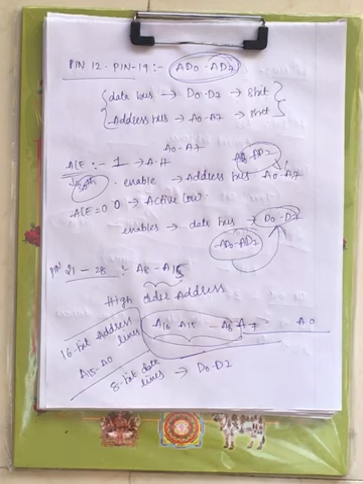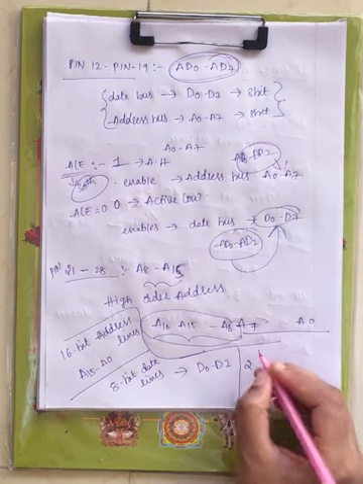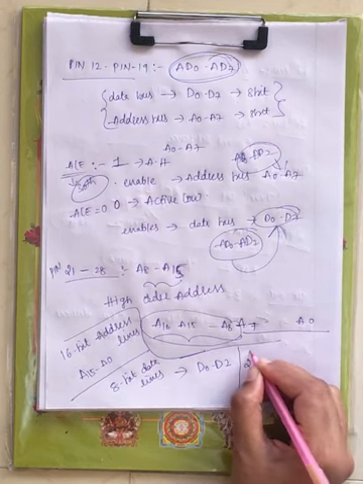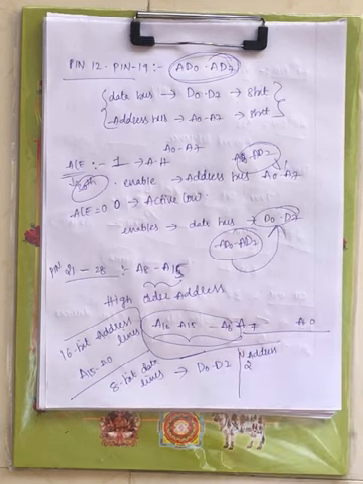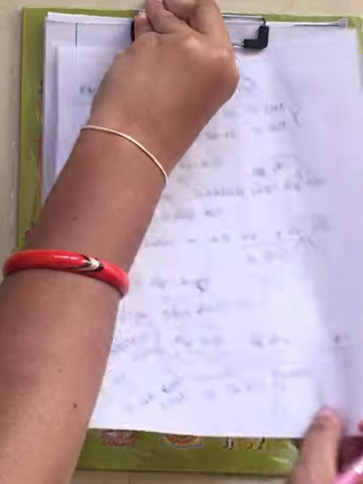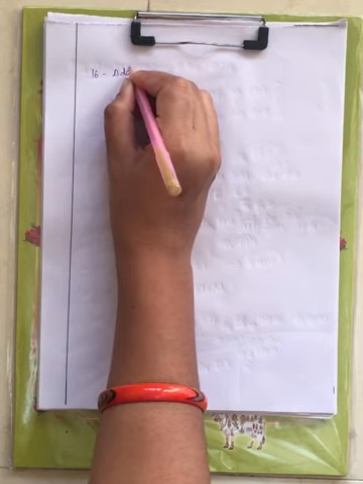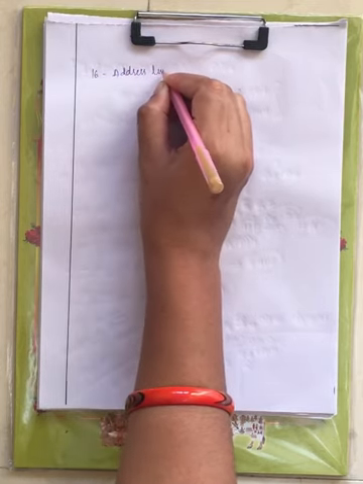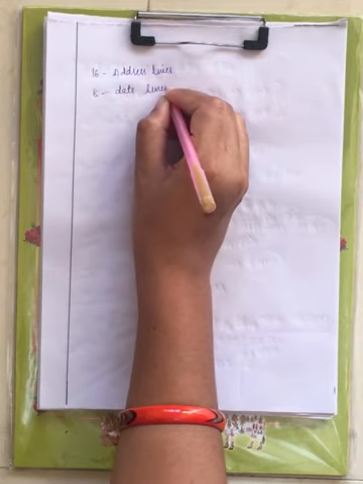Here you have how many address lines in total? 16 address lines, and 8 data lines. Now 2 power number of address lines, this is very, very important.